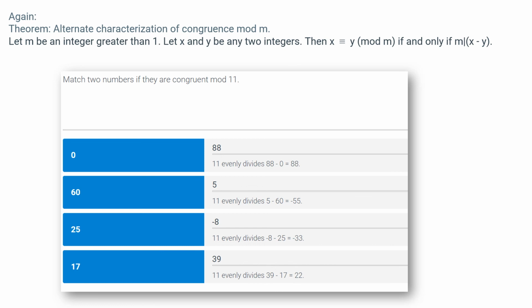And then 17 and 39, the difference there would be 22. And again, that's something that's evenly divisible by 11. So anyway, in that exercise that you see in Zybooks, you're just going to want to make sure that the numbers on the same line are congruent mod 11. So you just want to find the difference between them and see if 11 evenly divides it.